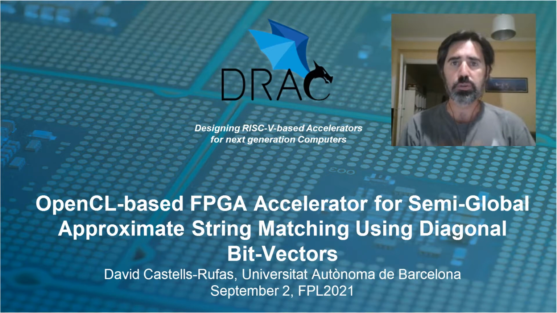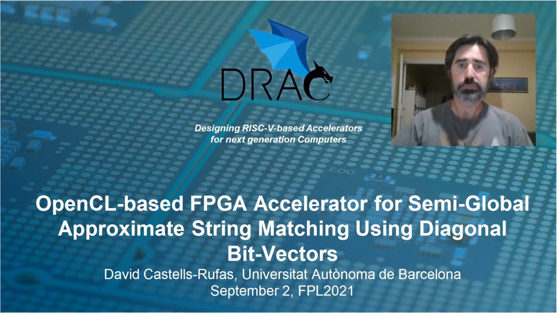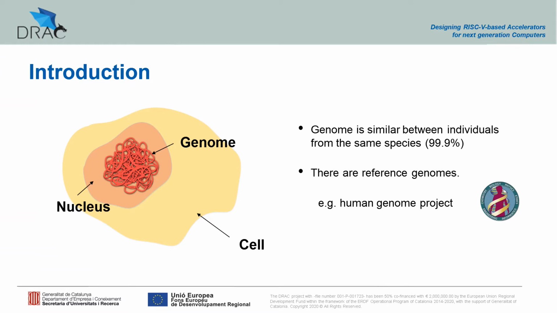I work in Universitat Autònoma de Barcelona, and I will be presenting my work on FPGA accelerators for semi-global Levenshtein distance computation. As you know, many animal cells have a nucleus containing a genome. The genome is a collection of genes encoding very long strands of DNA. Although the genome is unique to individuals, it is highly similar between individuals from the same species. 99.9% for humans. This degree of similarity allows to create reference genomes.